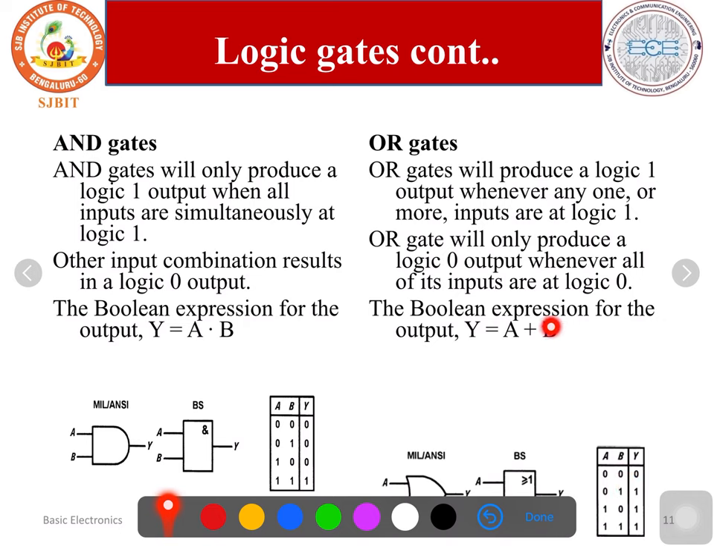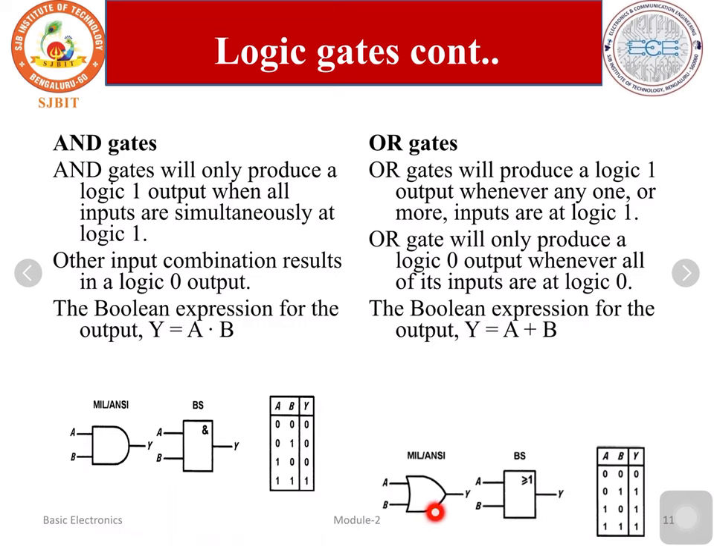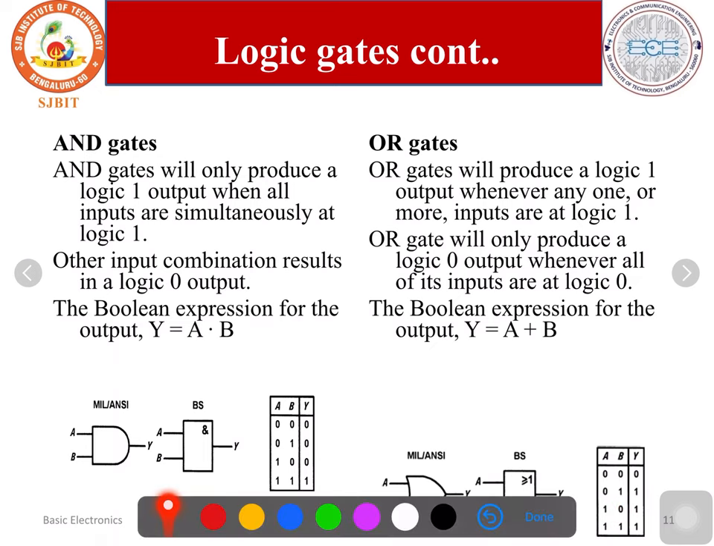The Boolean expression which represents the OR gate is Y is equal to A OR B. Now, this is the symbol of an OR gate. Just observe the symbol. This is a British symbol. And the truth table: 0 or 0, the output is 0. 0 or 1, this is 1, so output is 1. 1 or 0, so it is 1. 1 or 1, it is 1.